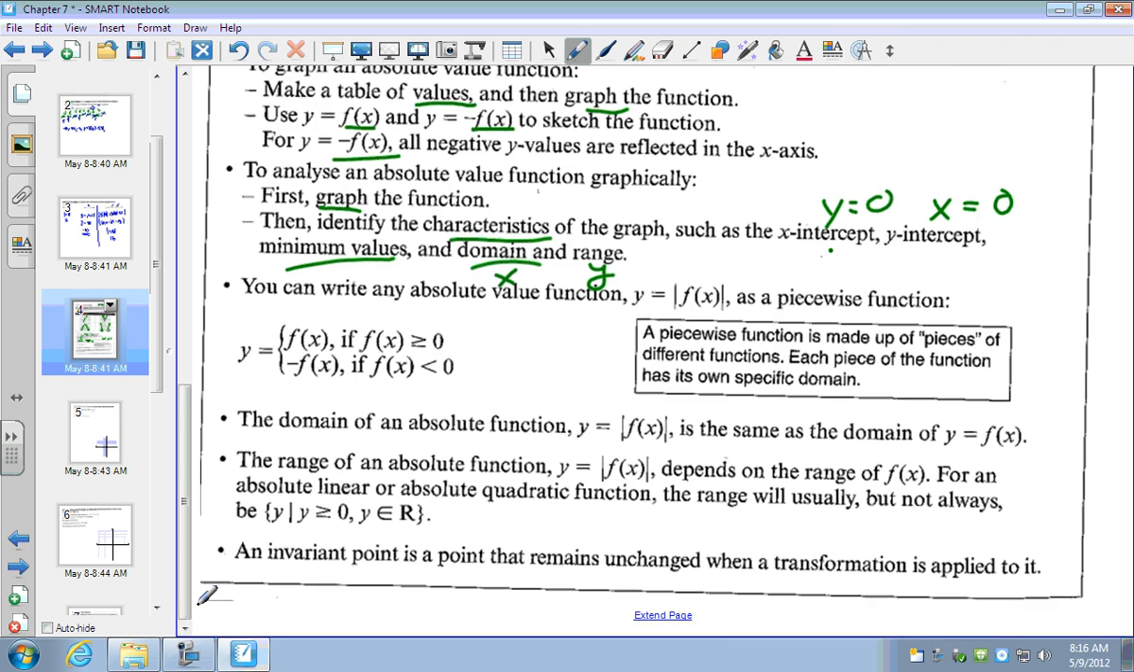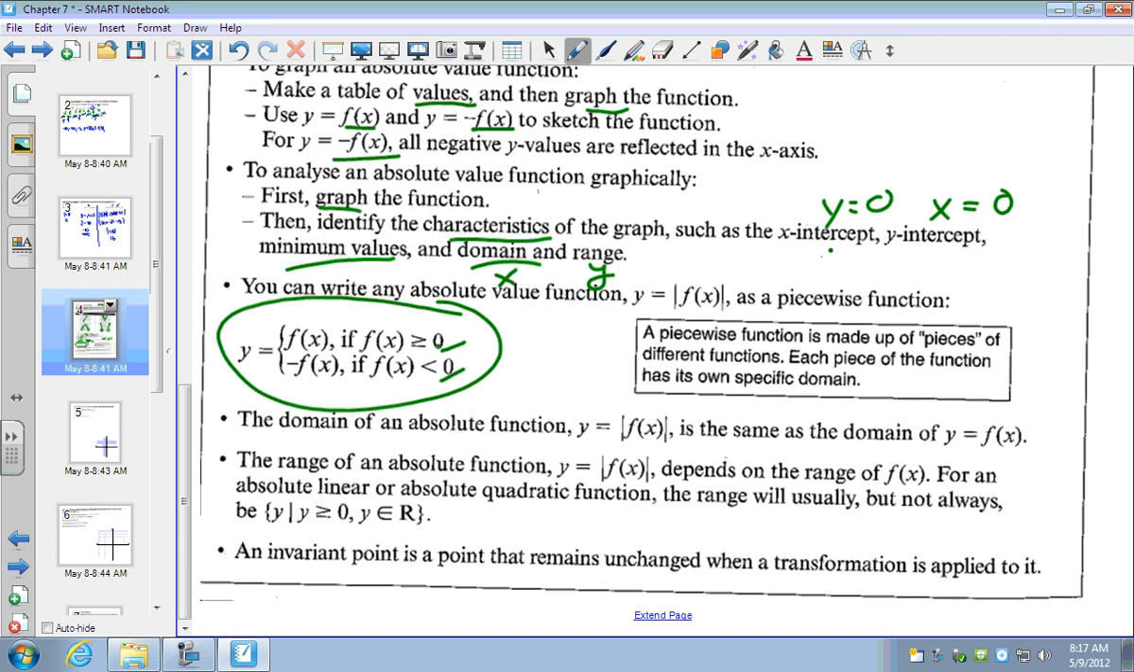You can write any absolute value function as a piecewise function. This is going to be important. Piecewise means there's pieces of different functions. Each piece has its own specific domain. So we write it as y equals f of x whenever f of x is greater than 0, negative f of x if f of x is less than 0.